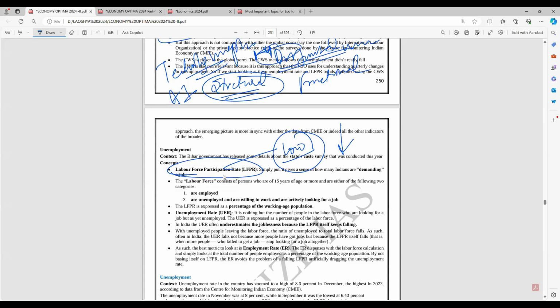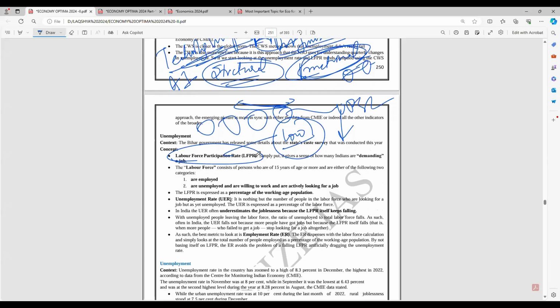Disguised unemployed. Frictional unemployed. Frictional means what? When you are changing job from one to another, it's called frictional unemployment. Like most of you are already engineers, doctors, and you are preparing for another job, UPSC. So you are unemployed right now. It's called frictional unemployment. Okay, so all these things are important, guys. Just go through them.